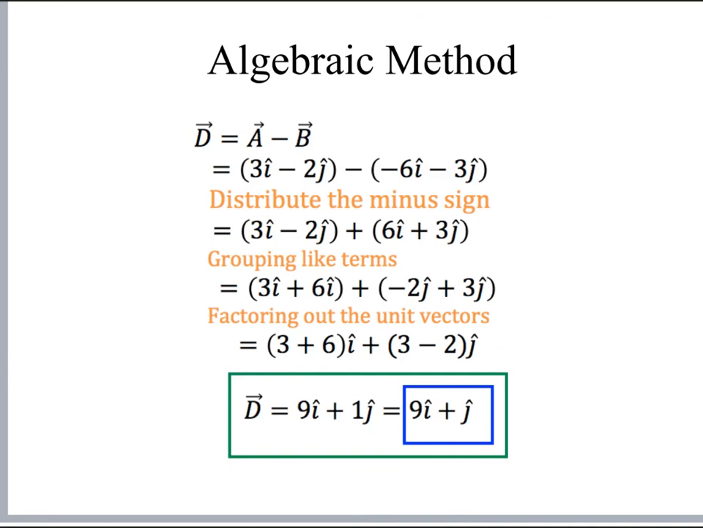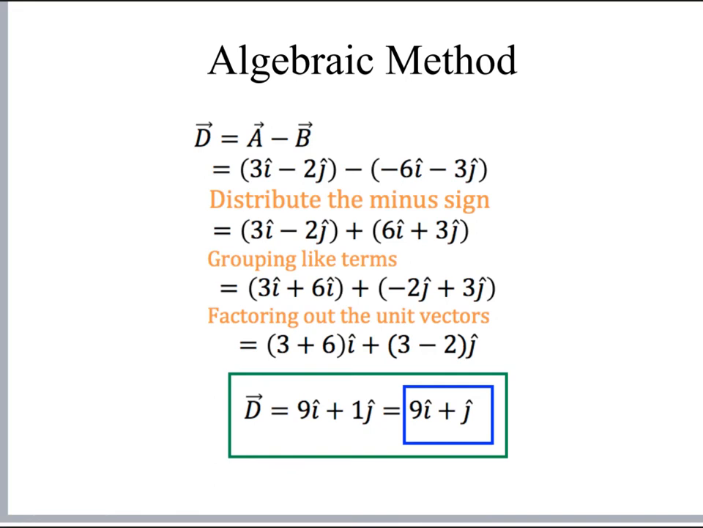So let's look at doing it algebraically. Basically, if we want to do any kind of addition with components, we simply group together the same component types and add them like regular numbers. In other words, we're going to group all the i hat terms together and all the j hat terms together. Now let's look at what we have. We've got A minus B, that's 3i hat minus 2j hat minus, in parentheses, minus 6i hat minus 3j hat.